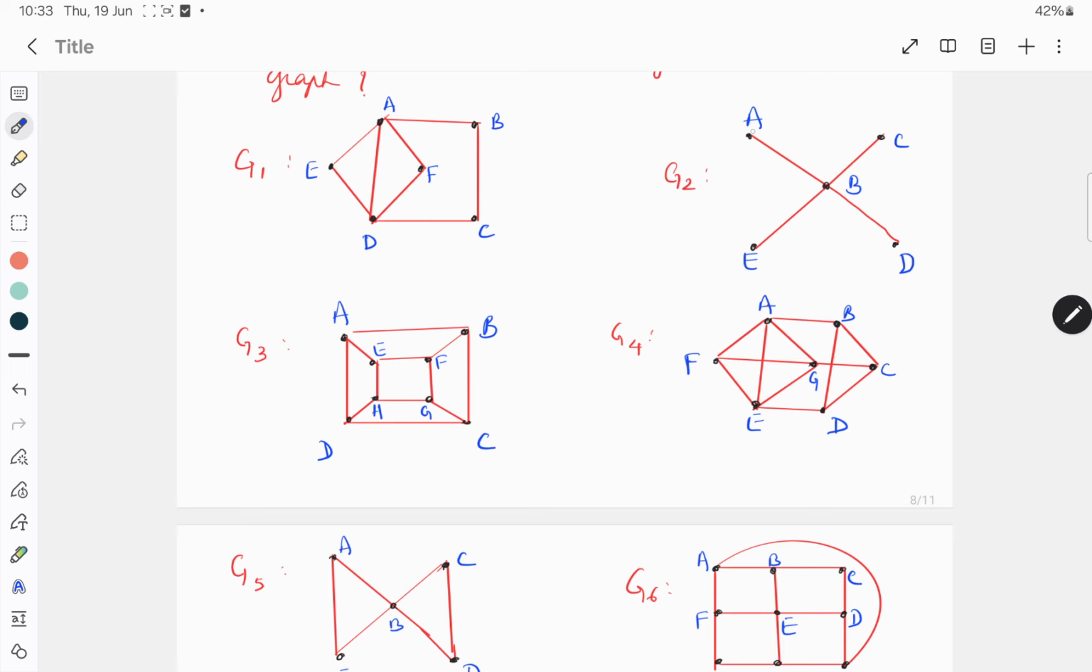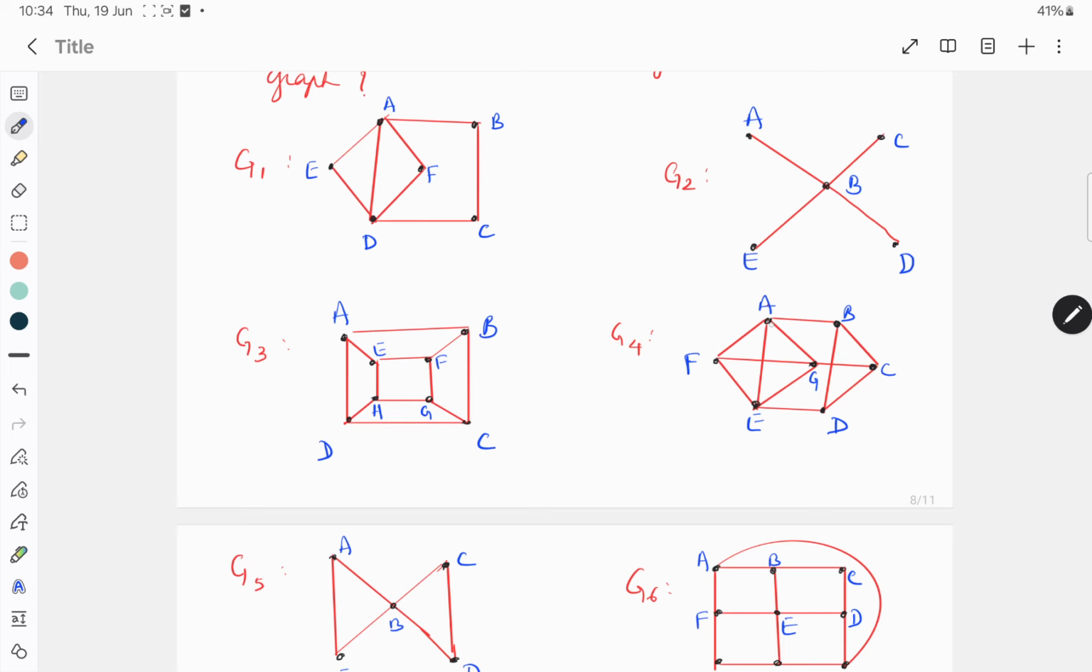Next, G2. G2, A, B, C. To cover E and D, I should come back to B. So this is also not a Hamiltonian graph. Then G3. Let me start from A. A, D, C, B, F, G, H, E, and then A. So I started from A and came back to A. So I'll repeat: A, D, C, B, F, G, H, E, A. So this is a cycle which covers all the vertices, and hence it is a Hamiltonian graph.